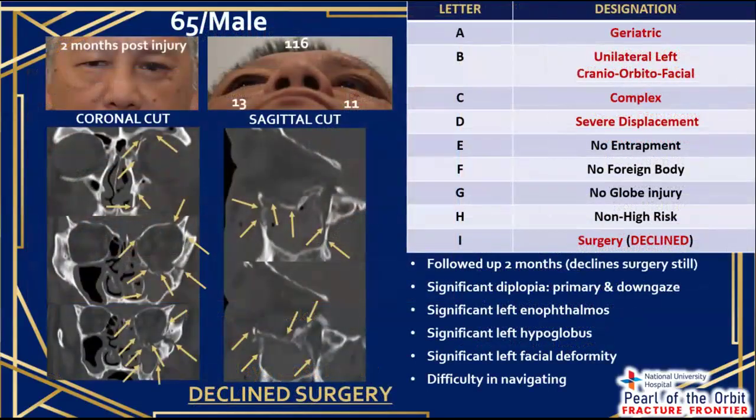This one is a geriatric unilateral left cranio-orbitofacial fracture, which was complex, severely displaced, with no entrapment, no foreign body, no globe injury in a non-high-risk patient, wherein the patient declined surgery. The 65-year-old gentleman had a severely displaced facial fracture, however, has declined surgery. Due to the multiple complex and large bony defects of the facial skeleton, he now has a clinically significant enophthalmos and facial deformity on the affected side.